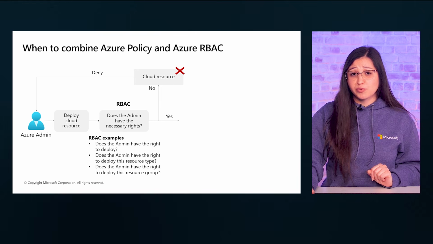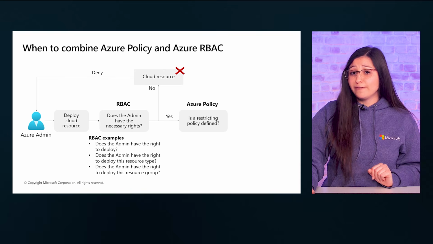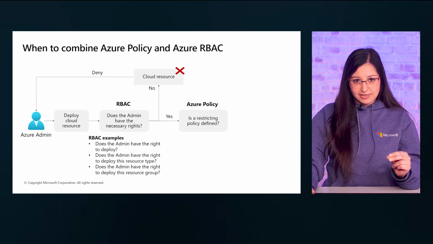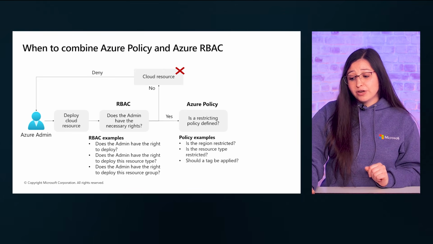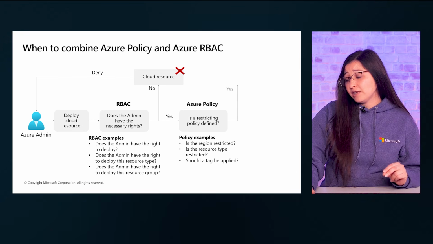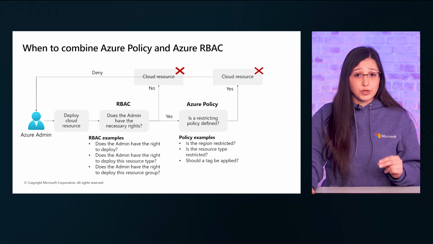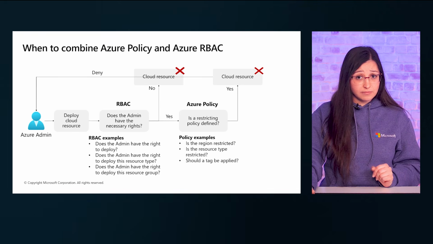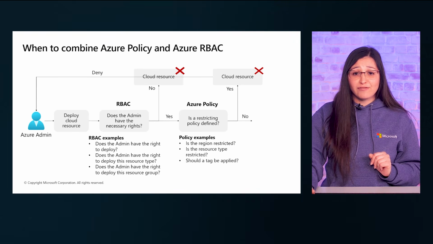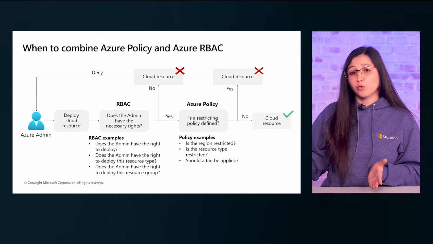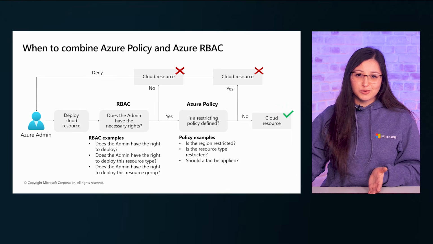If they have the appropriate privileges to deploy the cloud resource, we will move to evaluate the Azure policies. If there is a policy that is restricting the deployment, again, the cloud resource will not be deployed and the user will be denied for deployment. If we do not have a restrictive policy, the user will move forward and deploy the cloud resource.